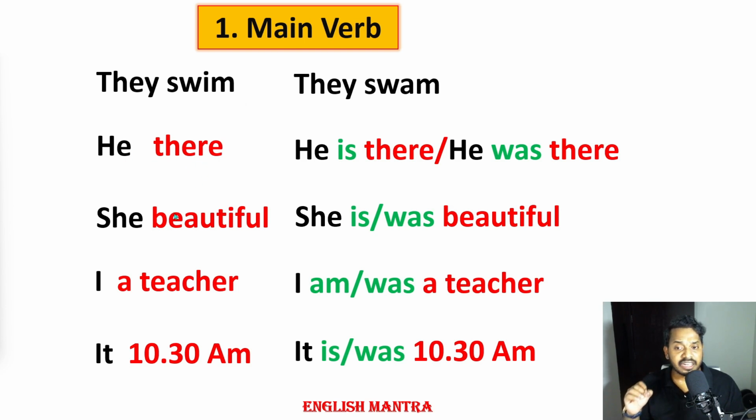There is not a verb. Beautiful, it's not a verb. A teacher is not a verb. 10:30 a.m. is not a verb. Since there is no verb, this be form acts as a main verb. Okay, did you get my point? If there is no verb, then the be form acts as a main verb. That's why we call them main verb.